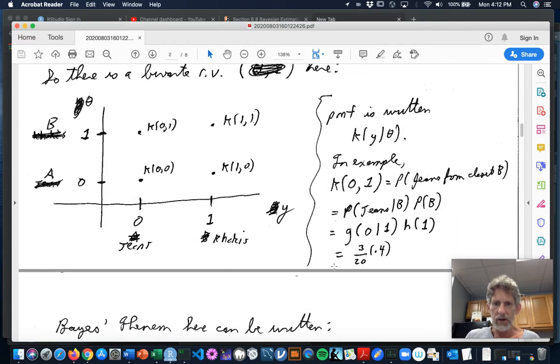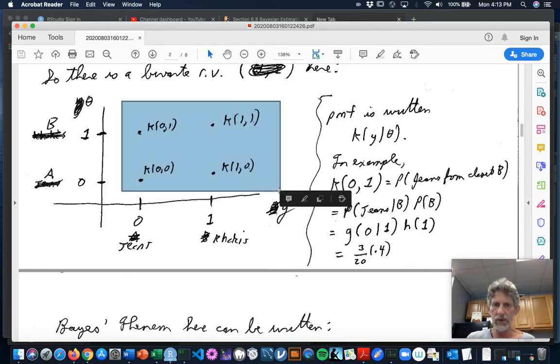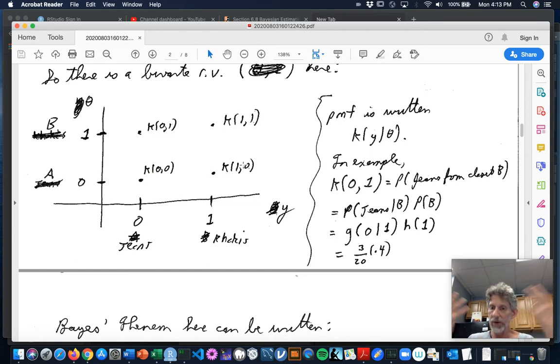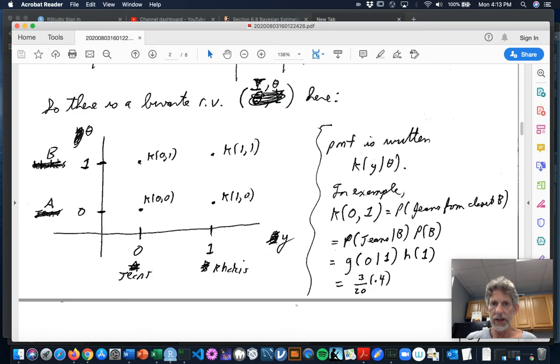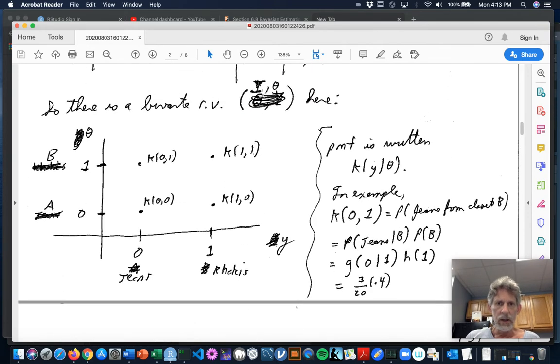Okay, so in a similar way, you could find all of these values. This particular one came out to 3/20ths times 0.4. That's this one here, but you could find all 4 if you wanted them. It turns out that when you actually do Bayes estimation work, you're not going to have to actually compute those values. But you just should know there's this bivariate situation in the background, capital Y, theta. The data, the unknown closet.